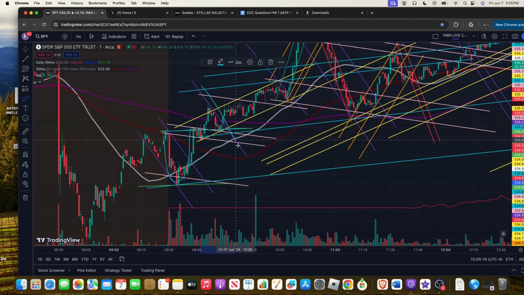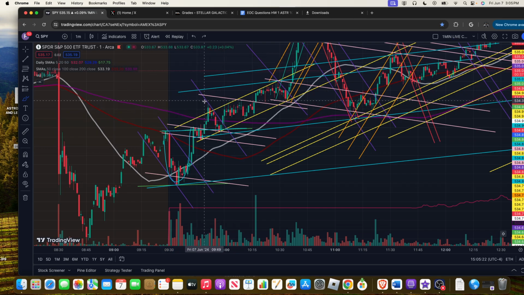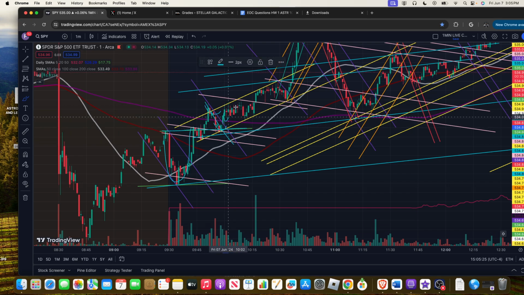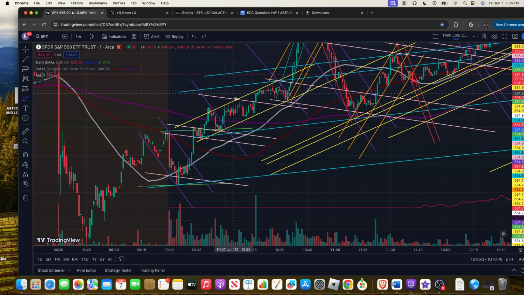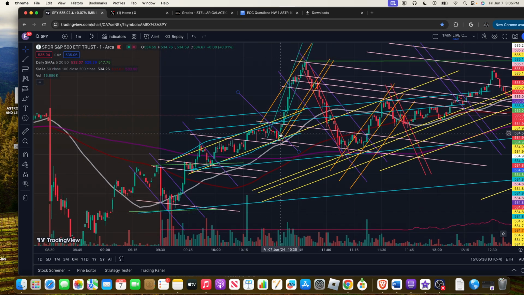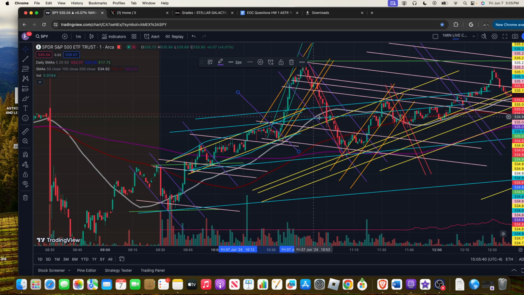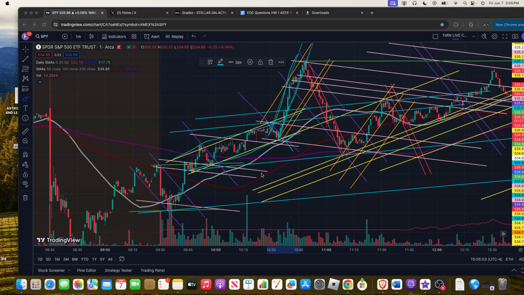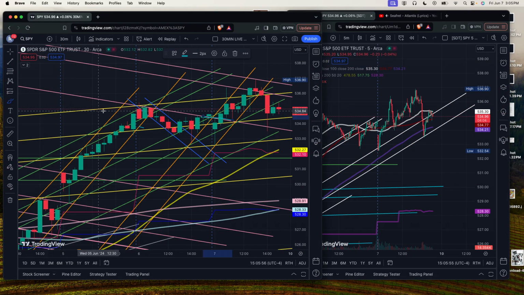So you could have entered at the break of purple right here. You have to manage the trade within the yellow. If it broke yellow or not, you'd have to check, or you'd have to manage. And then this was another pretty good entry off of purple. And then we met with the stronger green algo, which brought us up and basically closed the cup on the 30-minute right here.